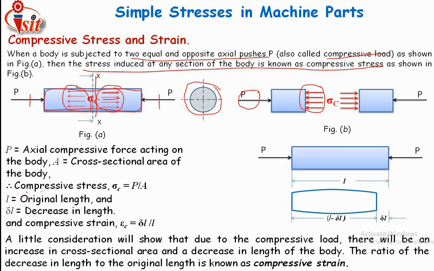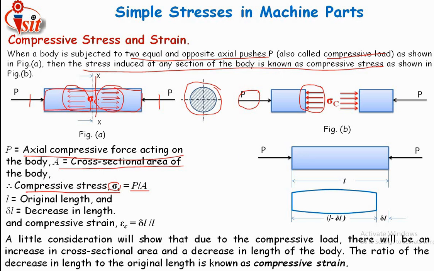It is given as compressive stress is equal to axial compressive force divided by cross-sectional area. That is the compressive stress. Letter is sigma, suffix is C for compressive. Now in the previous slide we have seen, due to the application of tensile load, there is an increase in length. Because the load is acting away from the body, we are pulling the body. That's why there is an increase in the length but decrease in cross section.